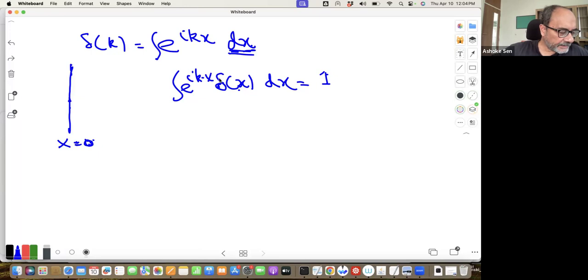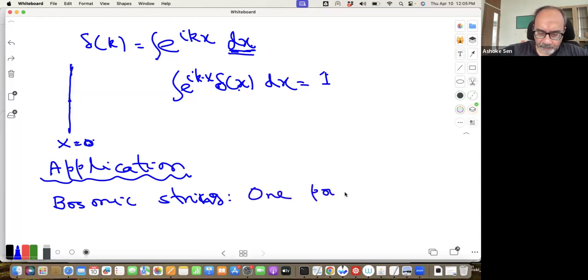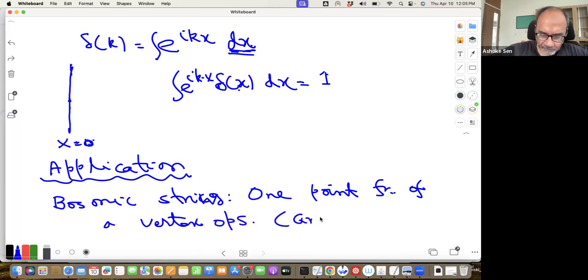Any other question? Okay. So let's try to apply this. First, let's look at the bosonic string. Suppose you are trying to calculate a one-point function of a vertex operator. Okay, the important ones are the massless ones. It could be graviton or dilaton.